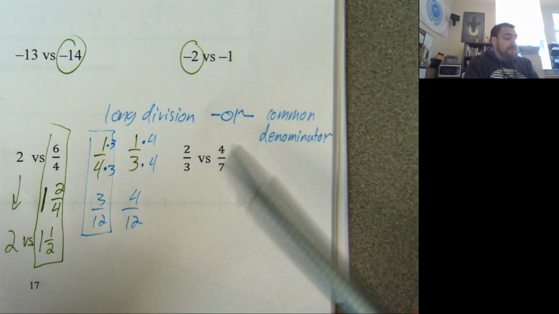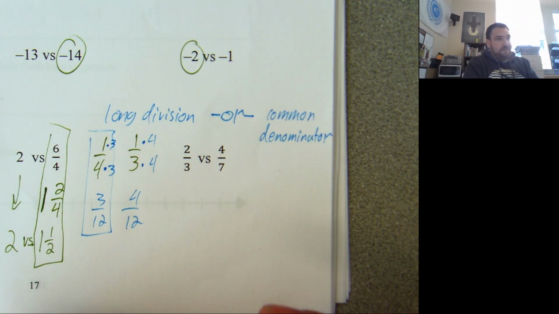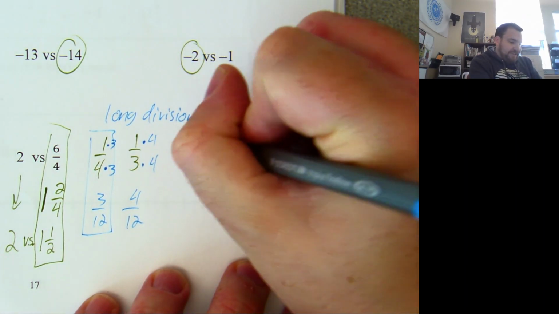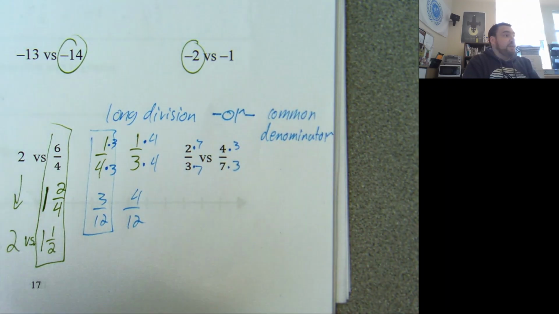Okay, so then same thing with this one. Common denominator of 3 and 7. What do I do with that? Multiply the top and bottom here by 7. Multiply the top and bottom here by 3. It might not be the lowest common denominator. It doesn't have to be the lowest common denominator. It just has to be a common denominator.